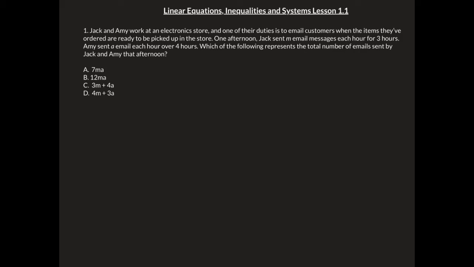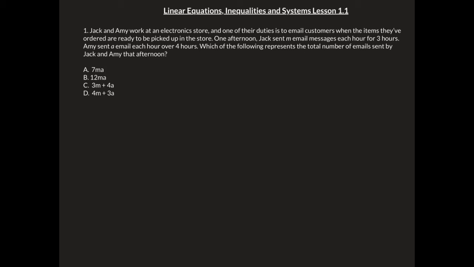So let's start with this. Jack and Amy work at an electronics store, and one of their duties is to email customers when the items they've ordered are ready to be picked up in the store. One afternoon, Jack sent M email messages each hour for 3 hours, and Amy sent A emails each hour over 4 hours. Which of the following represents the total number of emails sent by Jack and Amy that afternoon?